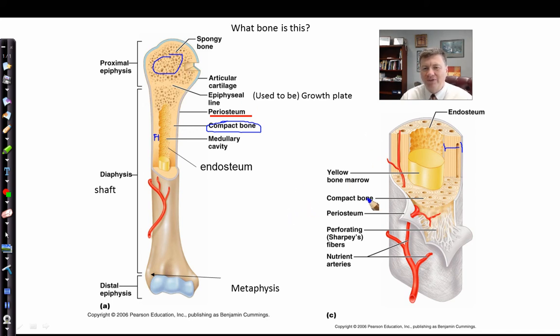So that gives you a little bit of an idea of the difference. You can't see the spongy bone on this slide very well, but you'll see it a little bit better on the next one. So let's go have a look.